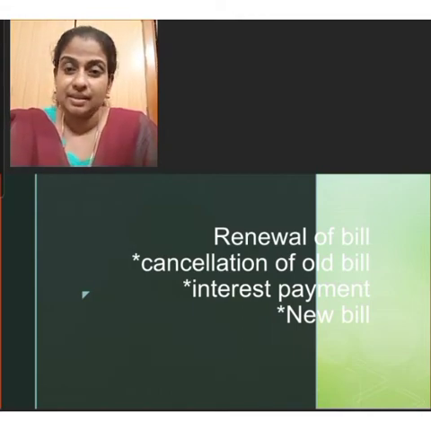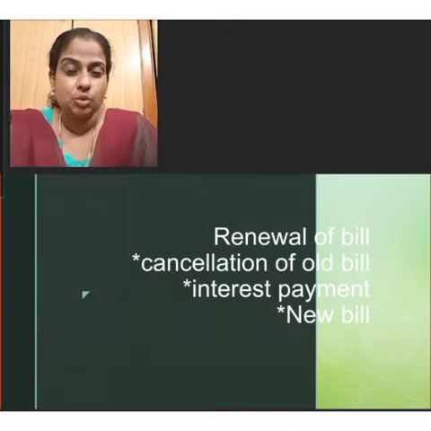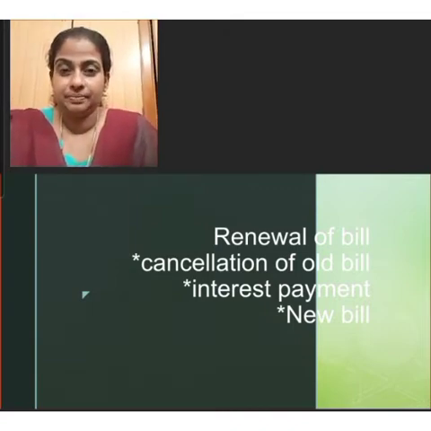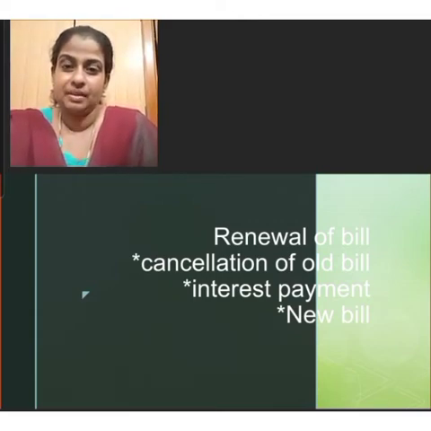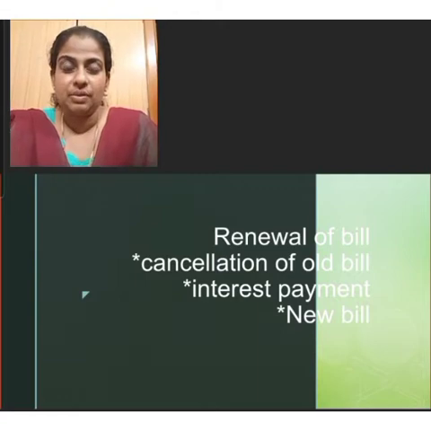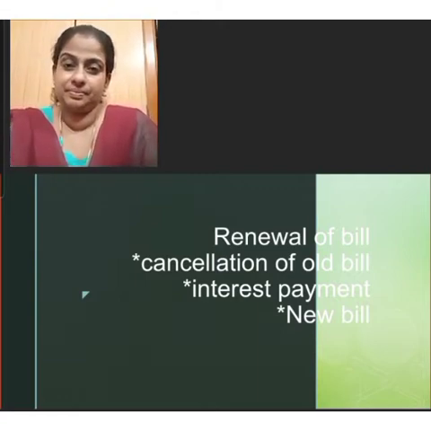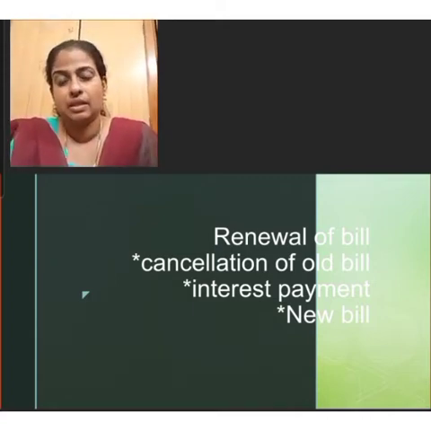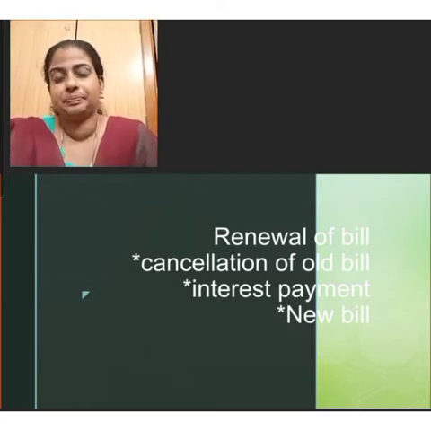Today, in this third module, we are going to study the important journal entries to be passed in the books of the drawer and drawee at the time of dishonor of the bill. In the book of drawer, first we want to pass the journal entry for sale of goods. The entry will be drawee's account debtor to sales account, being goods sold on credit.